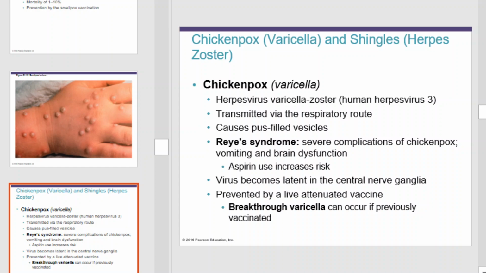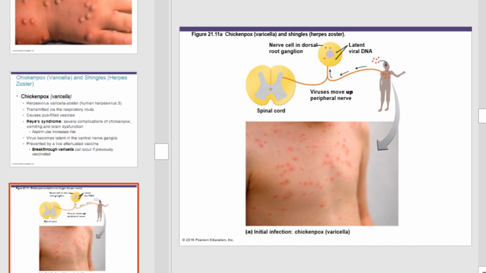The varicella zoster virus can become latent in the central nerve ganglia and stay hidden in a person for decades. Prevention by live attenuated vaccine is the best way to control the spread of chickenpox. This is an example of what chickenpox looks like on a patient.